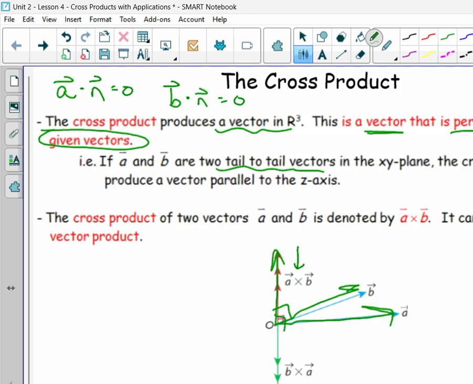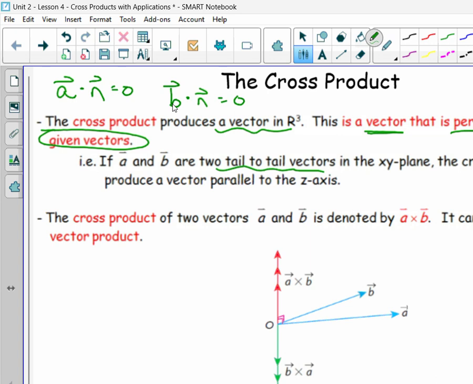Notice that the order is important. b cross a is different than a cross b. They're in fact opposite vectors. One points one direction, the other one points the opposite direction, as you can see in the picture. So they'll have the same numbers, they'll just be opposite signs. So just be careful.